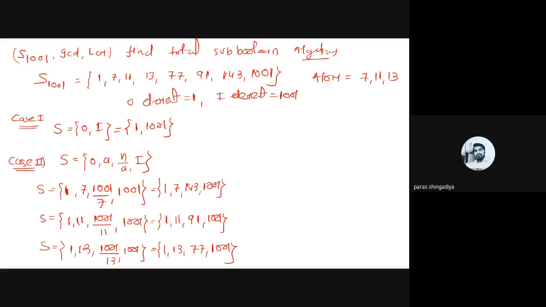Okay, and now in case number 3 you can predict a sub-Boolean algebra which contains 8 elements.